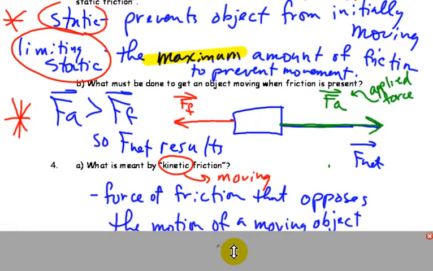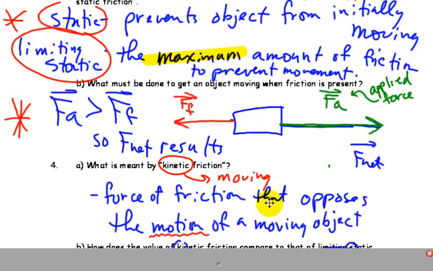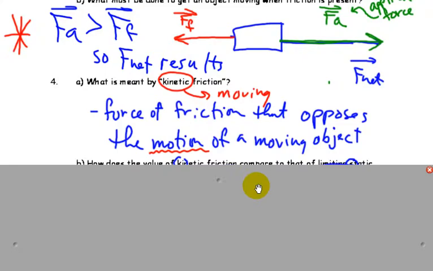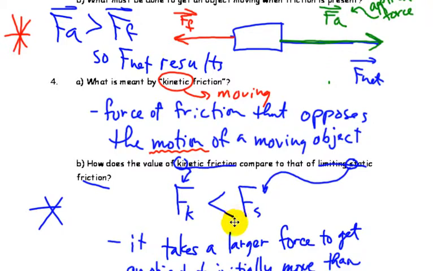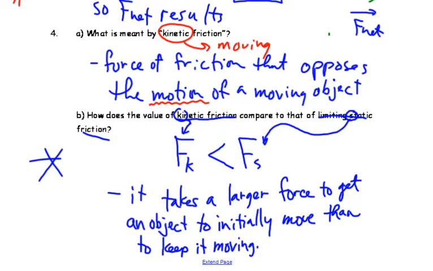Kinetic implies moving. It's the force of friction that opposes the motion of a moving object. So it's the friction that is working against you as an object is moving. And of course, that friction is less than the static friction. So kinetic friction is always less than static friction, or starting friction. It's more difficult to get an object moving than it is to keep it moving. Just like pushing a stuck car during the winter time. It's hard to get it moving, but once it's moving, it's easier to push, because kinetic friction is less than static. Okay?